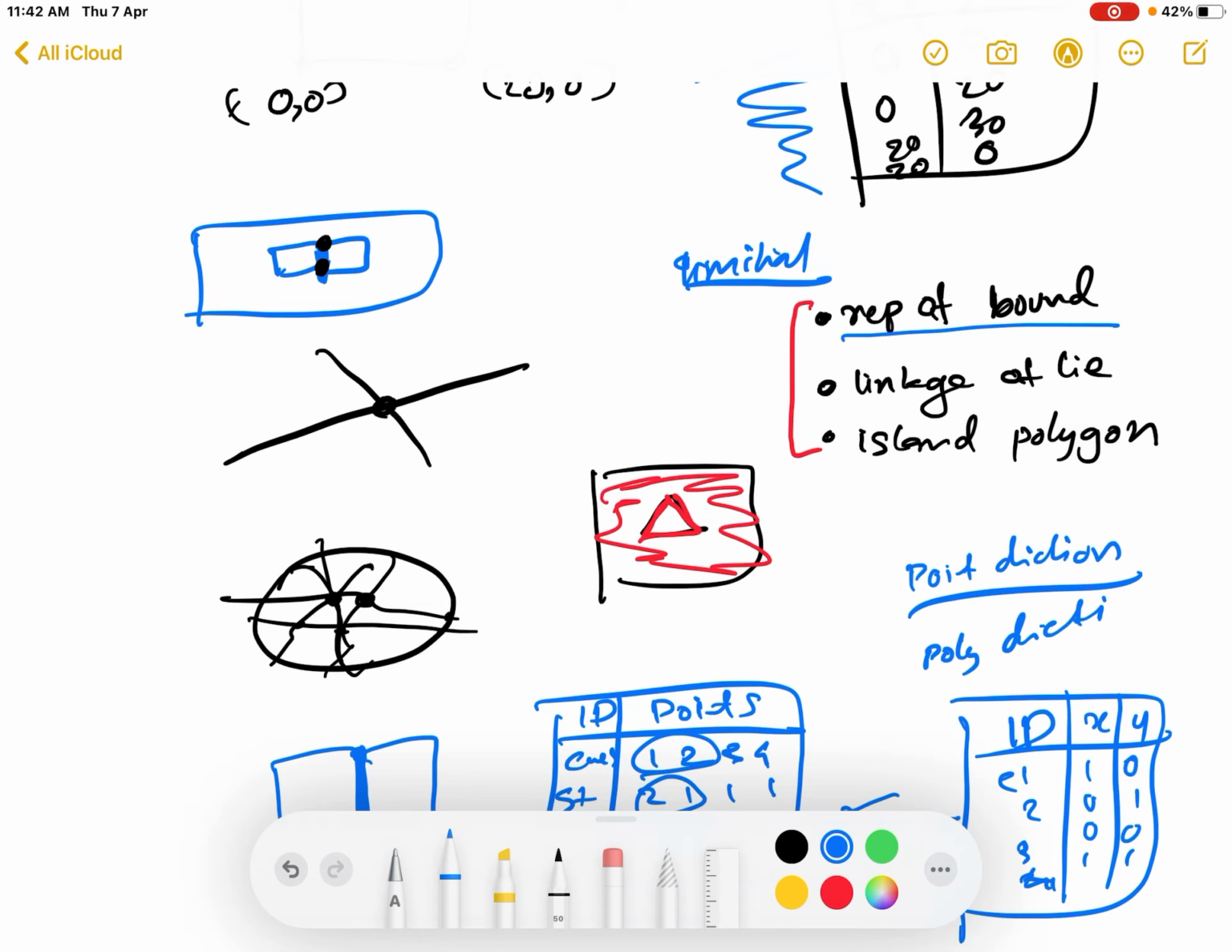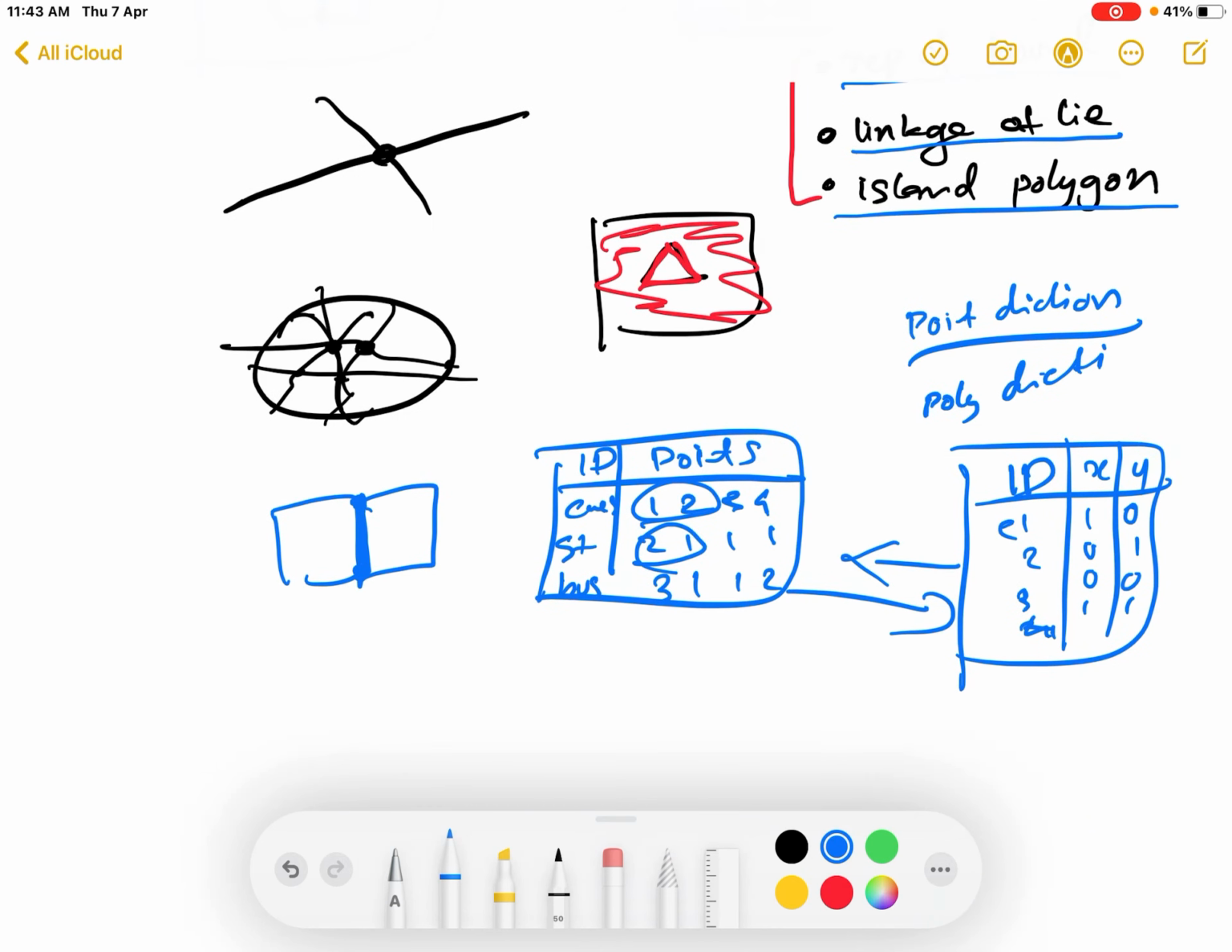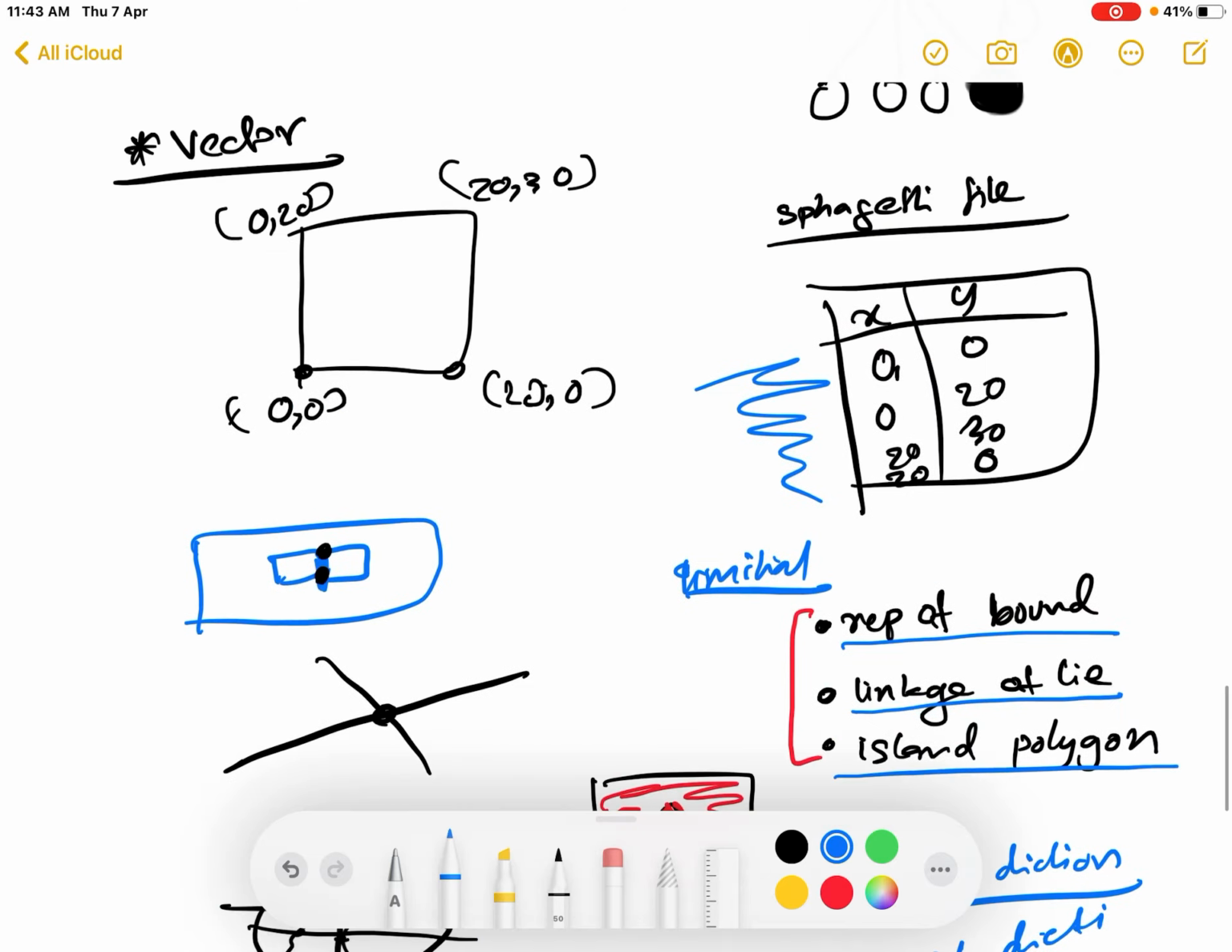So what are the limitations of vector modeling? The first one is that there is a repetition of boundary. We cannot really represent boundaries. If there is a repetition of boundary, we have to store each of these points twice. The second one is that linkage of lines is very difficult to show. Then there is the island polygon problem, that is, it is difficult to show a polygon that is inside another polygon.